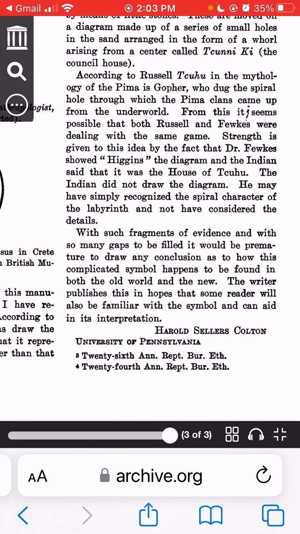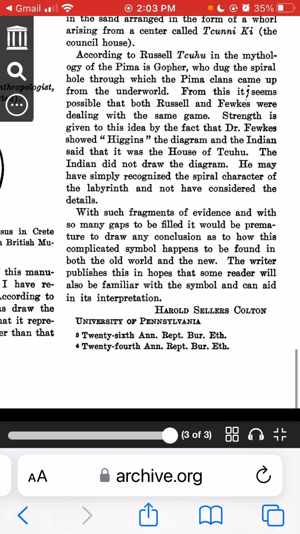Strength is given to this idea by the fact that Dr. Fuchs showed Higgins the diagram, and the Indian said that it was the house of Tcuhu. The Indian did not draw the diagram. He may have simply recognized the spiral character of the labyrinth and not have considered the details. With such fragments of evidence and with so many gaps to be filled, it would be premature to draw any conclusion as to how this complicated symbol happens to be found in both the Old World and the New. The writer publishes this in hopes that some reader will also be familiar with the symbol and can aid in its interpretation.